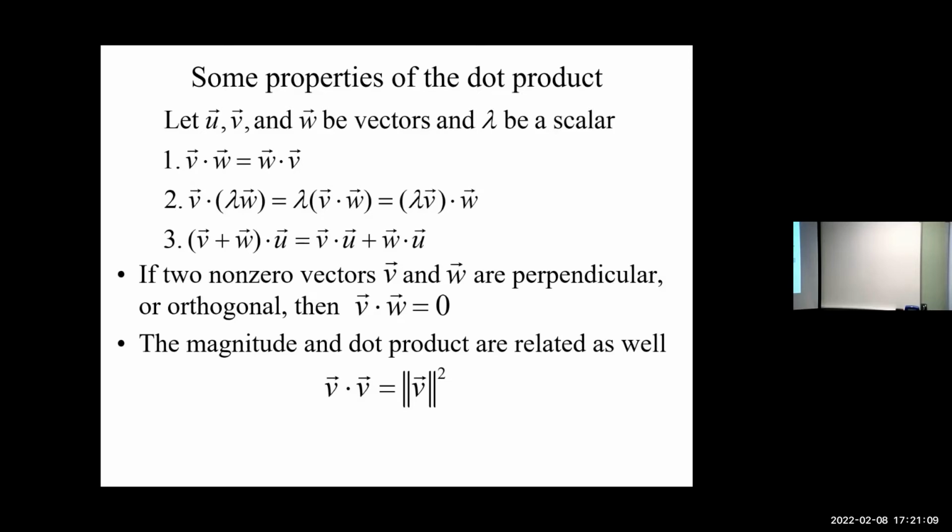The last one is just a relationship between the magnitude and the dot product. If you dot a vector with itself, what you're doing is summing up the squares of its components, which is the part that's under the radical in the magnitude. That's not something we use that often. It's just a nice little property. All right.